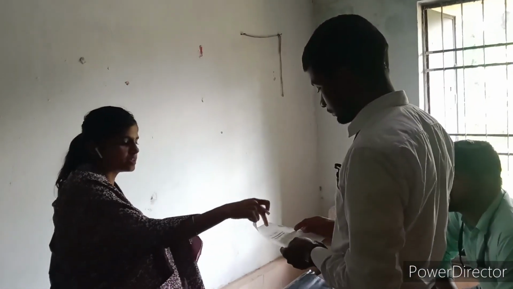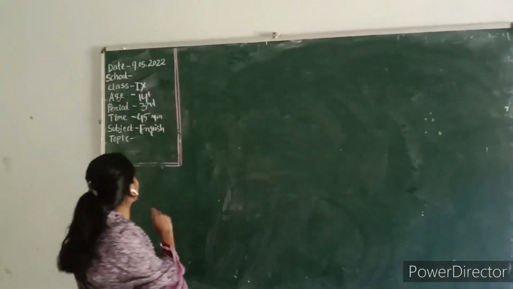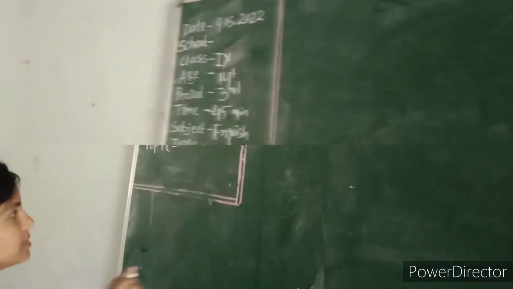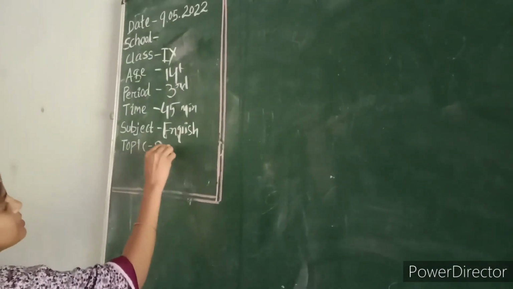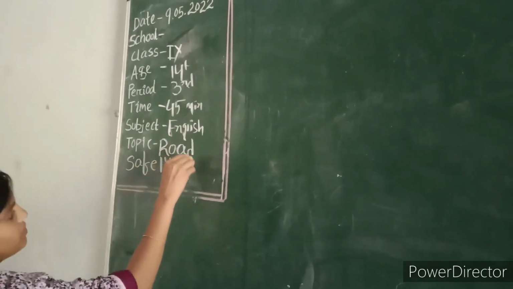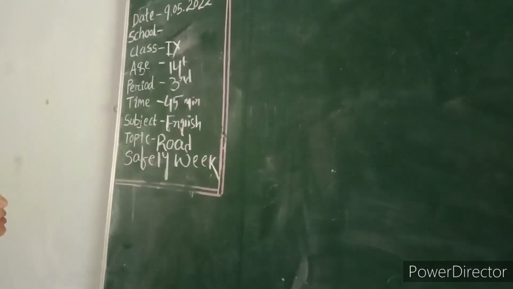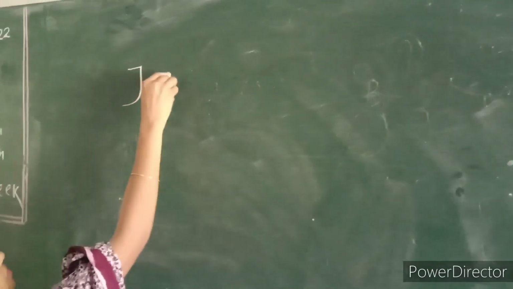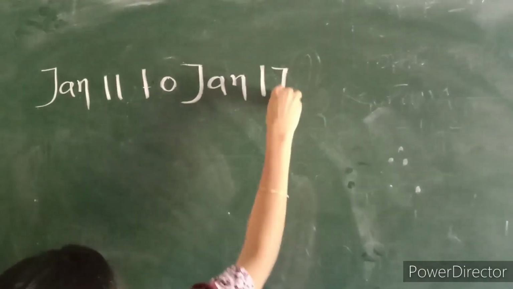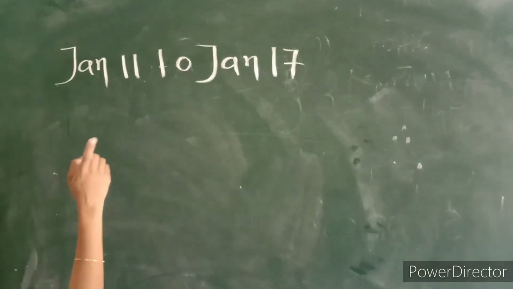What is the vocabulary written over here? Overtones. Okay, what? Going to learn about Road Safety Week. Road Safety Week is a national awareness program. Okay, what is the topic? Road Safety Week. Okay, Road Safety Week. So this was celebrated from January 11 to January 17. When is it celebrated? January 17.